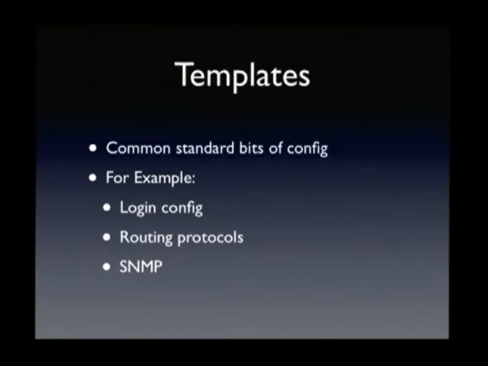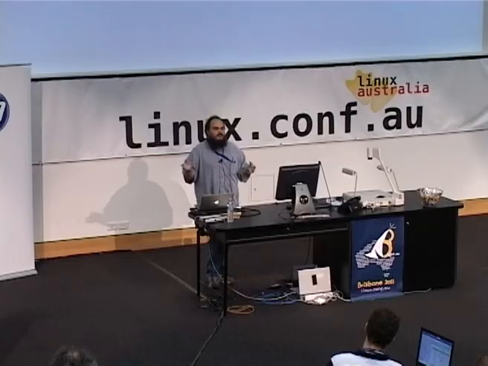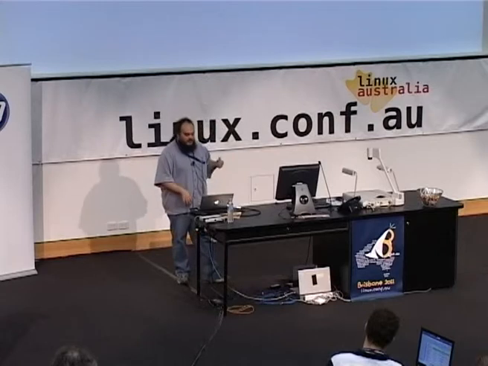Routing protocols, if you use ISIS, you might want to set the metrics. You want to remember to set the metrics. You need to set the net address and the loopback. Setting SNMP, if you have extra read-only groups for partners or external users.